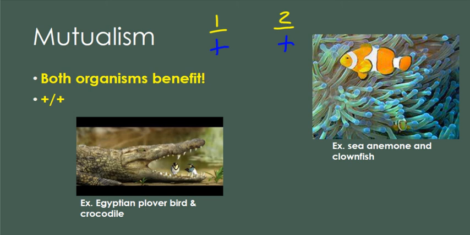predators close to it. The Egyptian plover bird and the crocodile. The plover bird will eat insects that are in the teeth of the crocodile, kind of clean the teeth. They're like little dentists, so they get a meal. And the crocodile gets all those parasites and other things removed from their teeth. So a win-win situation. It's not in the crocodile's interest to really eat the birds that are helping them out. So we would say that as a plus-plus. Both species benefit.